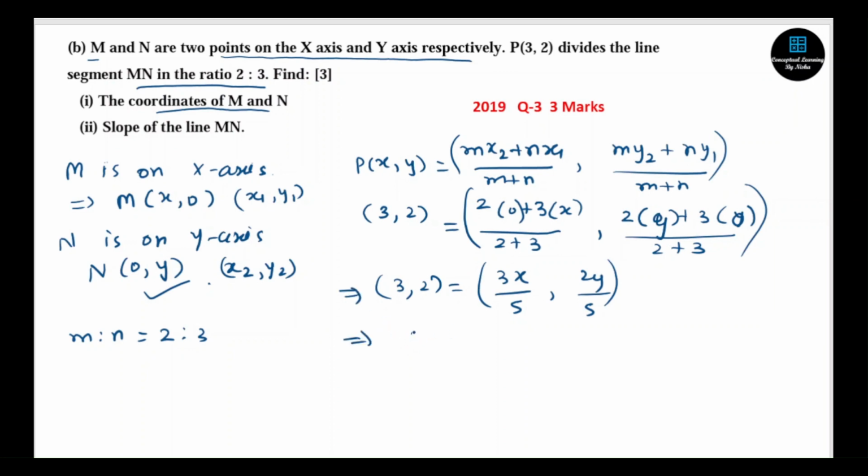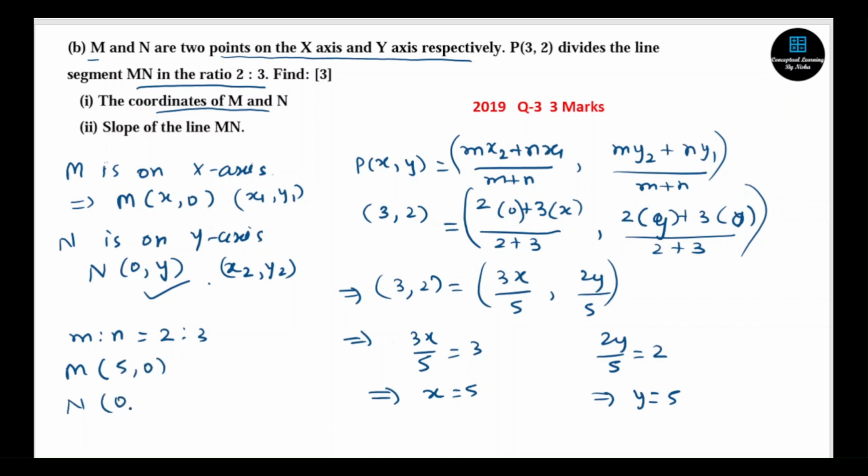3x upon 5 equals 3. So x is equals to 5. And same way 2y upon 5 equals to, so y is equals to also 5. So what I can say, the coordinates of M are nothing but 5, 0 and the coordinates of N are 0, 5. So we found that. Okay, you have to write in a proper statement form.